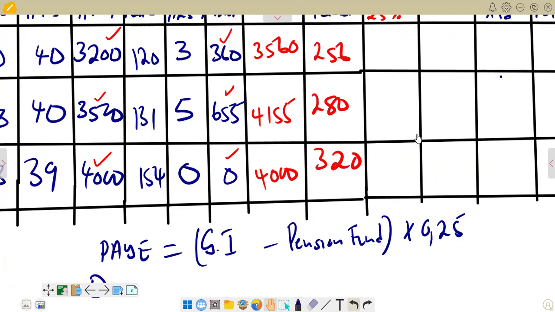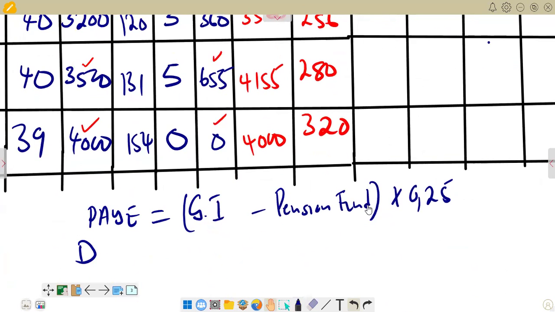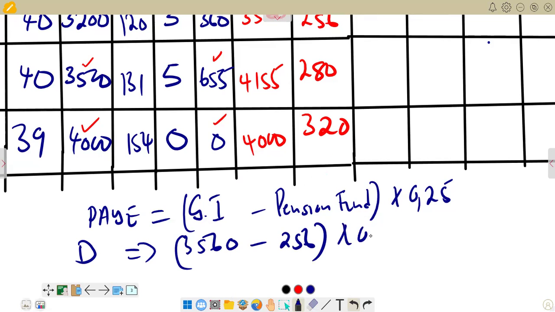So for the first, we are going to say 3,560 minus 256, then the answer that we get, you multiply by 0.25. So for the first one, we have our gross income of 3,560. Then we subtract our pension fund, which is 256. Then the answer that we get, we multiply by 0.25. Then the answer that we are supposed to get there, if we multiply correctly, is 826. That is for the first one.